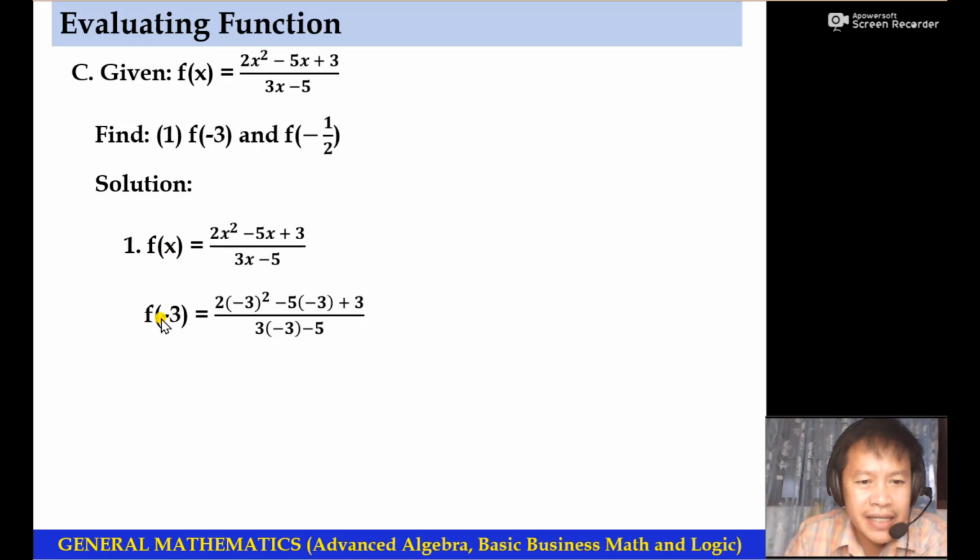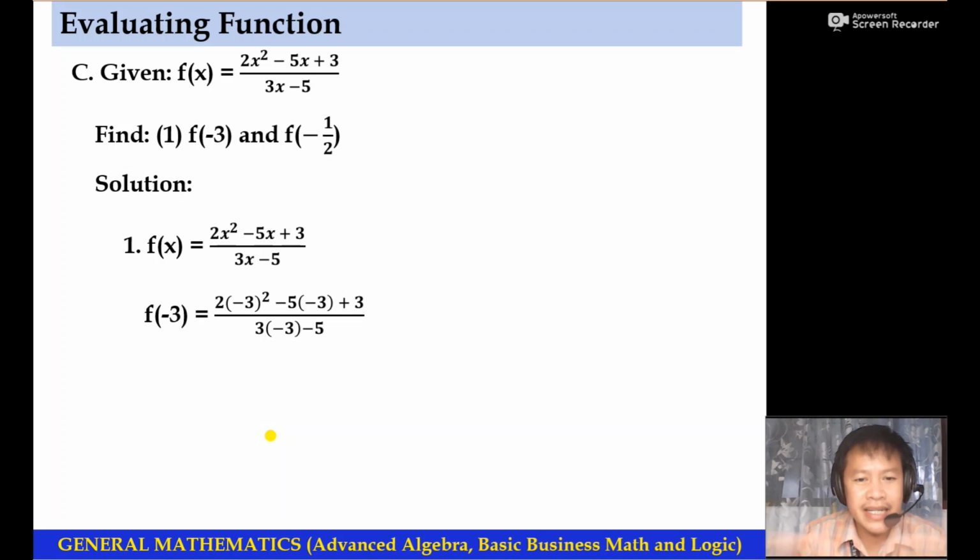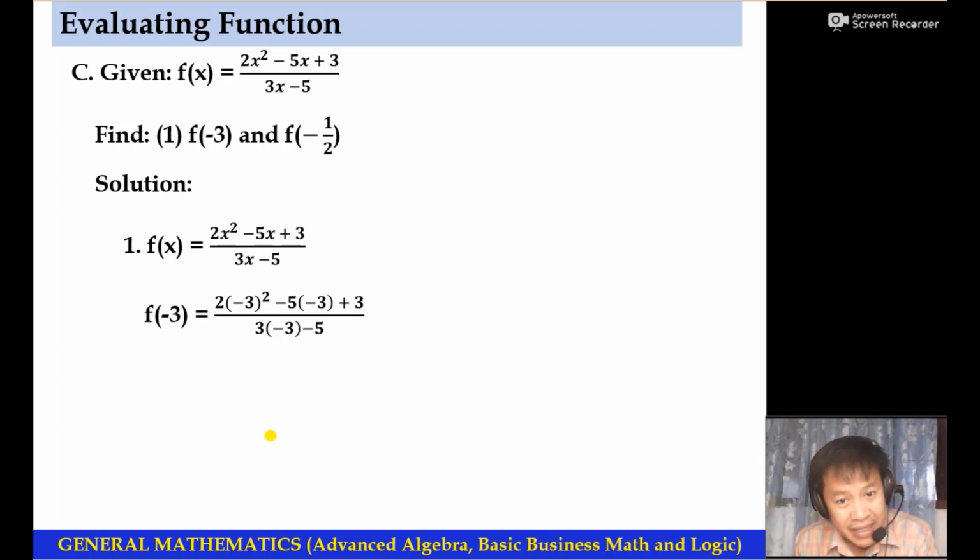We are going to substitute x with negative 3. Take note, do not write your x here anymore because it is already having a value. So 2 times negative 3 quantity squared minus 5 times negative 3 plus 3, all over 3 times negative 3 minus 5. Okay, what is the first thing that you're going to do? You are going to simplify its terms step by step. You are going to simplify the exponential expression first. After that, you are going to remove the symbols of grouping simultaneously, but step by step.